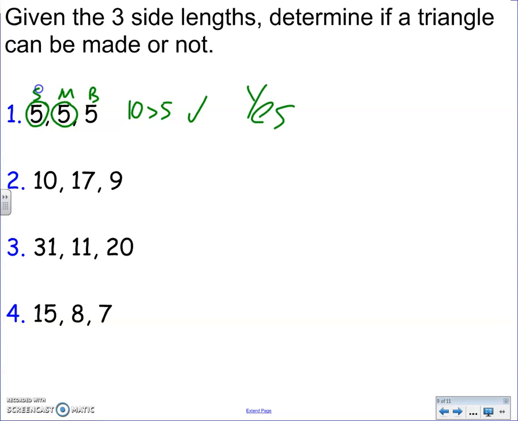All right, for number 2. The smallest is 9. The middle is 10. 9 plus 10 is 19. Is that bigger than the next number, the last number, the biggest number, 17? Answer is yes. That's good.